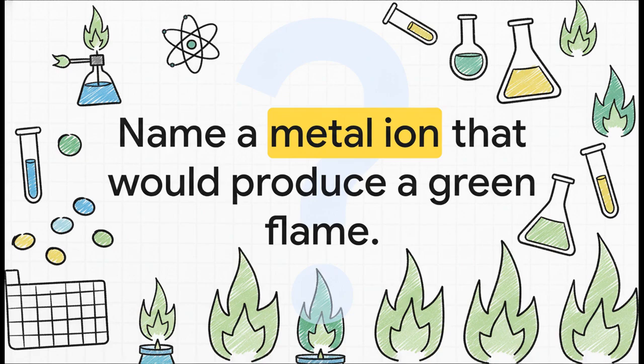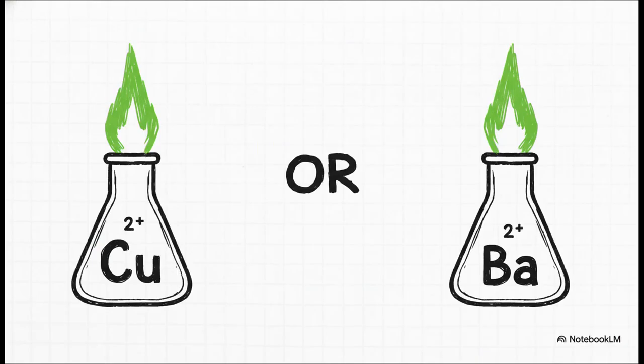This time the question is flipped. They give you the color, green, and you have to name the metal ion that makes it. Again, it's a 1-mark memory test. Got one in mind? And for this one, you've actually got options. The mark scheme says you can have either copper ion or barium ion. And notice they'll also accept the chemical symbols, Cu2+ or Ba2+. Just one of those is all you need for the full mark.